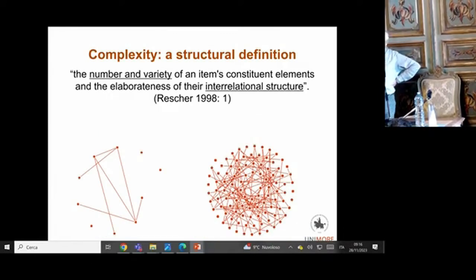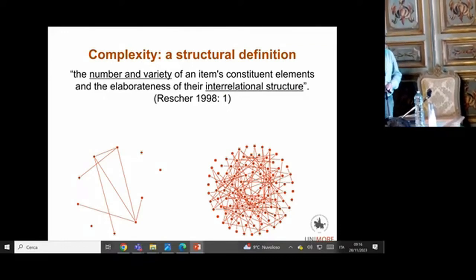So a structural definition of complexity is the number and variety of an item's constituent elements and the elaborateness of their interactional structure. This is a much quoted passage by Rescher in his book on the philosophical approaches to complexity. So intuitively, one would say that this structure here is less complex than this structure here. It's computable. There are mathematical definitions of complexity, and so you can measure complexity accurately in a very simple abstract system like dots and lines.